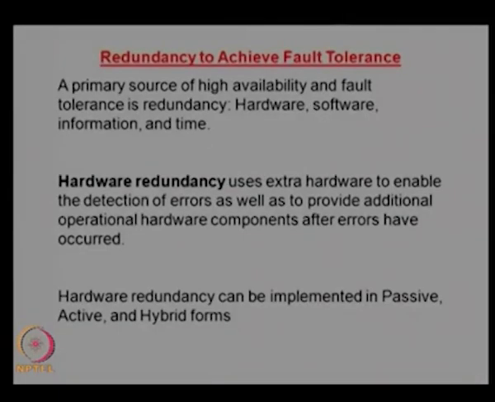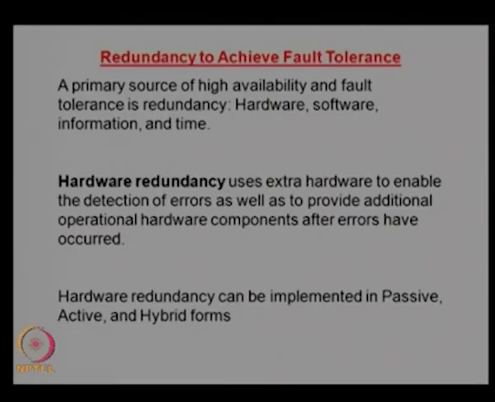Now how do we actually implement this fault tolerance? That is the important question in physical architecture development. How do we actually implement fault tolerance using physical elements? The primary source of high availability and fault tolerance is redundancy. So in any system, the primary source is redundancy. If you can provide redundant components in the system, that ensures to a great extent the fault tolerance of the system. And this can be done using hardware, software, information, and time. So you can have hardware redundancy, information redundancy, software redundancy, and time redundancy on the system.